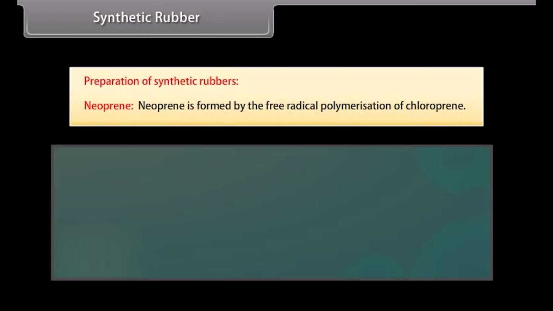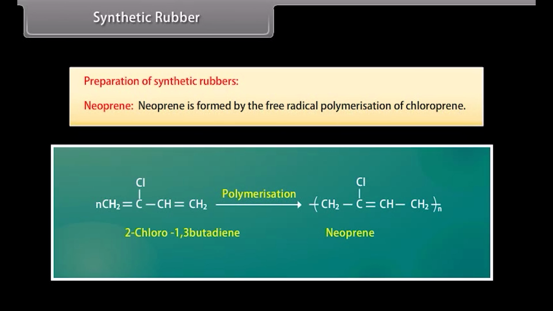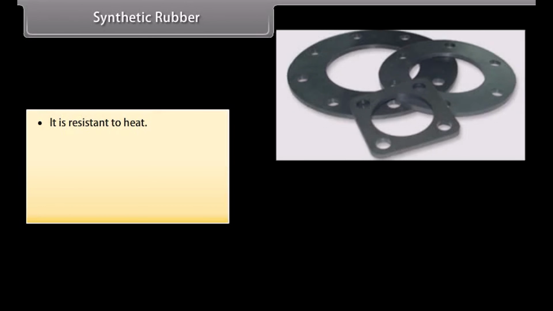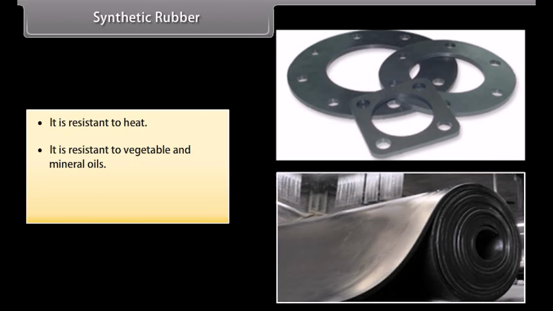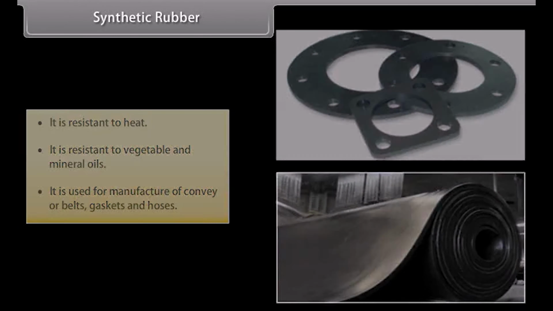Preparation of synthetic rubbers. Neoprene. Neoprene is formed by the free radical polymerization of chloroprene. It is resistant to heat. It is resistant to vegetable and mineral oils. It is used for manufacture of conveyor belts, gaskets, and hoses.